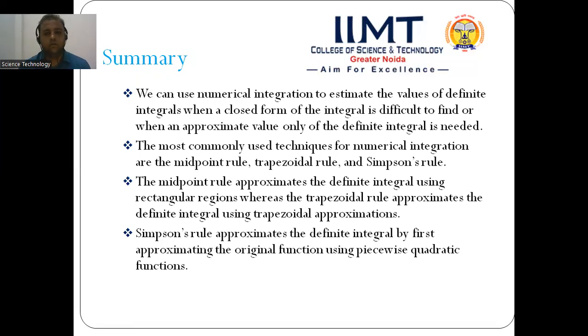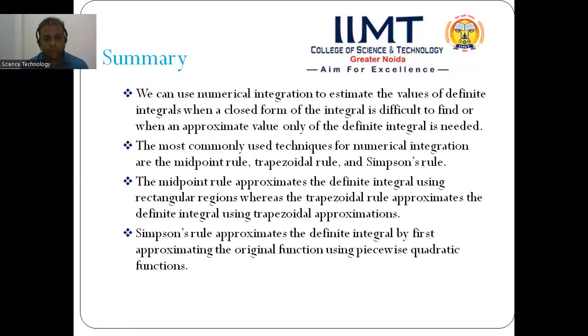Now, the summary of this lecture is what we have discussed in this lecture. We can use numerical integration to estimate the value of definite integrals when a closed form of the integral is difficult to find, or when only an approximate value of the definite integral is needed. This is our first point. The second point is that in numerical integration, the most commonly used techniques we have discussed are the midpoint rule, trapezoidal rule, and Simpson rule. And Simpson rule has two types: first Simpson 1/3 rule, and another Simpson 3/8.